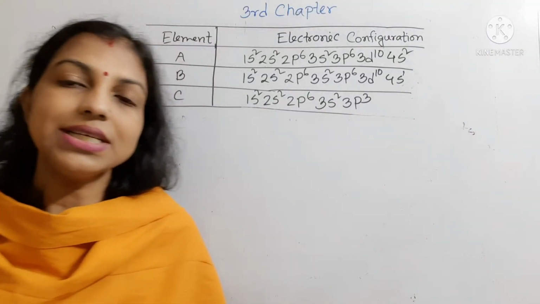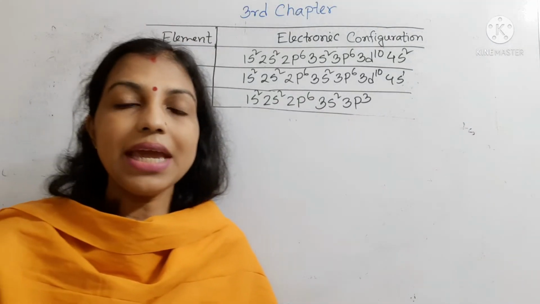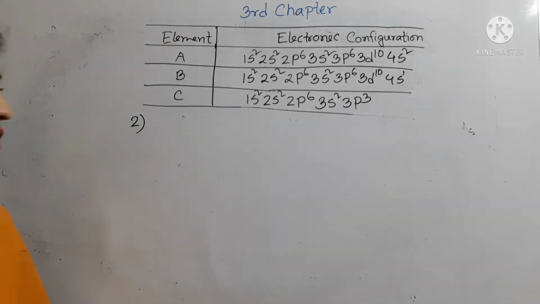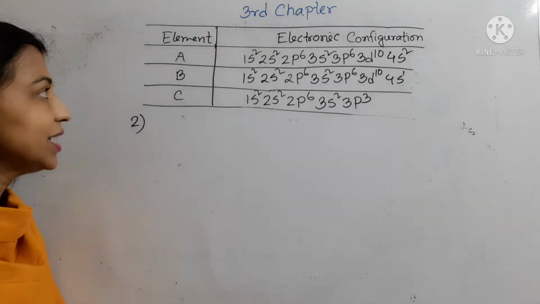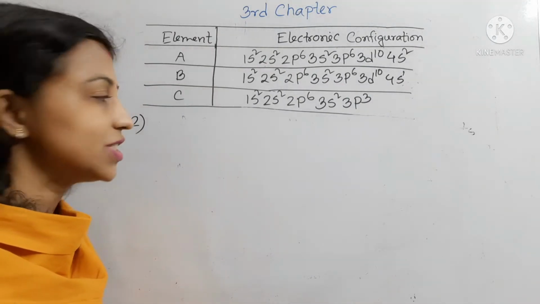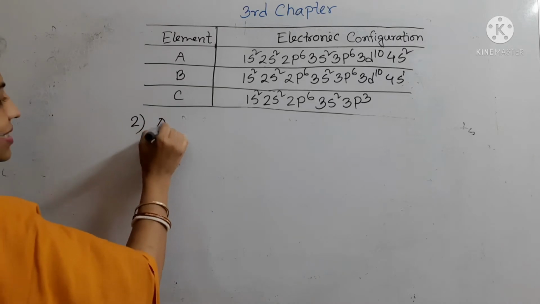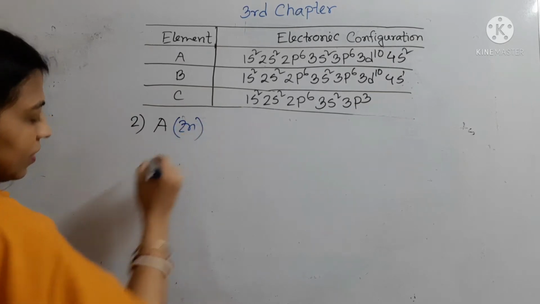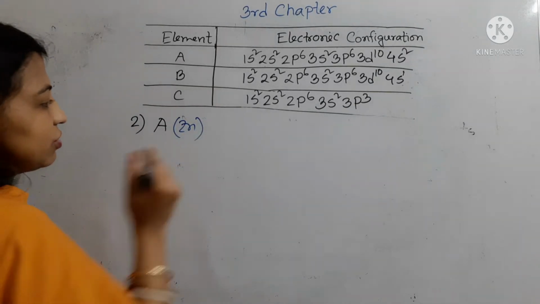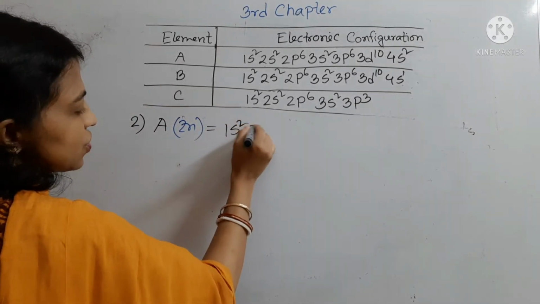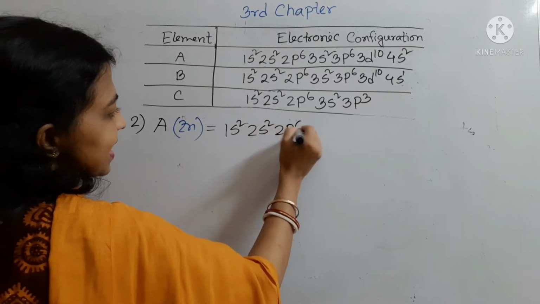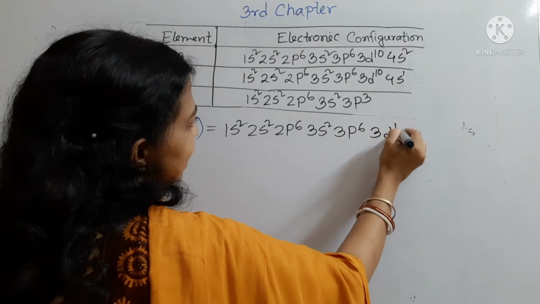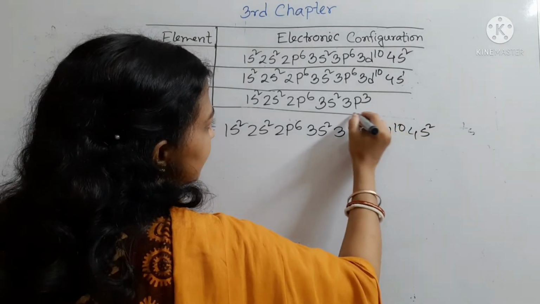Students, our second question is: discuss the position of A, B and C in the periodic table by their electronic configuration. So first of all, we write the electronic configuration of A, B and C. First, A. You know A is zinc. Its electronic configuration which is given in the STEM is 1s2, 2s2, 2p6, 3s2, 3p6, 3d10, 4s2.